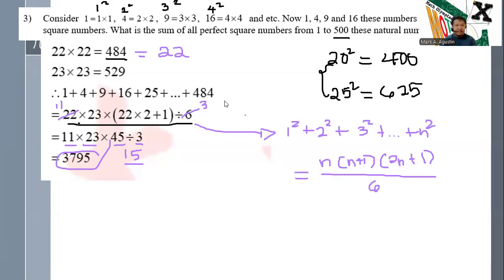Okay, right. 500 is not a perfect square. No, it's not. We're adding the perfect squares from 1 to 500. So that means 1 squared plus 2 squared until the perfect square near 500. Not adding 1 squared, 2 squared until 500. So that's one thing. What is the sum of all the perfect square numbers from 1 to 500? Those are 1, 4, 9, 16 until 484 only. I'm hoping that is clear already.